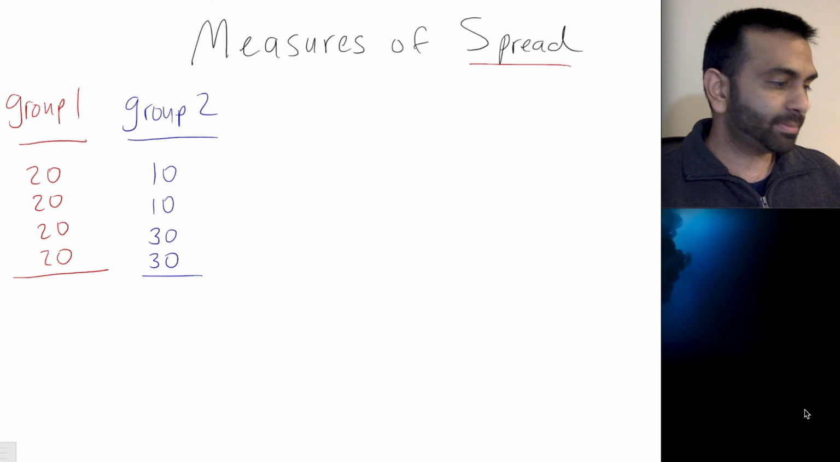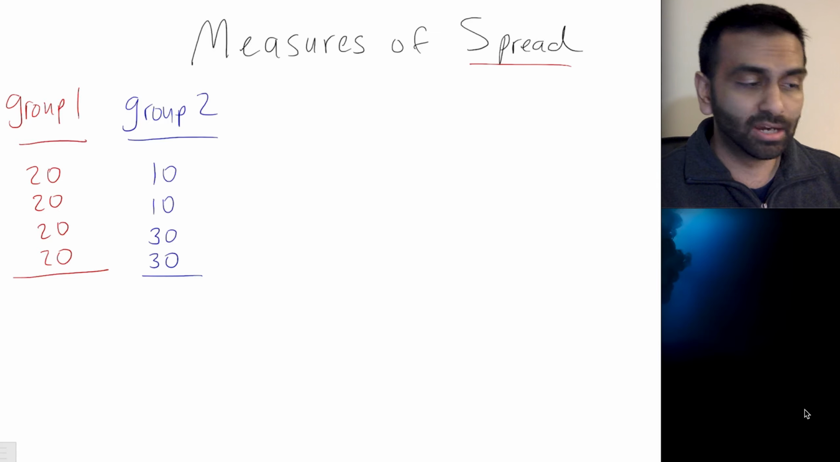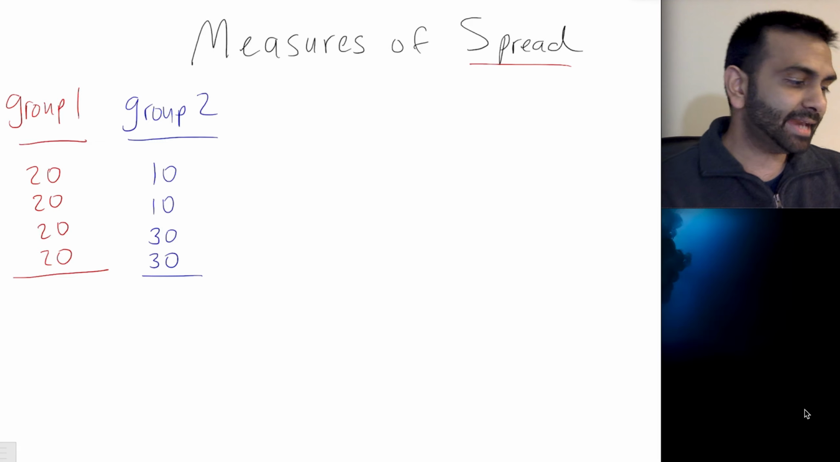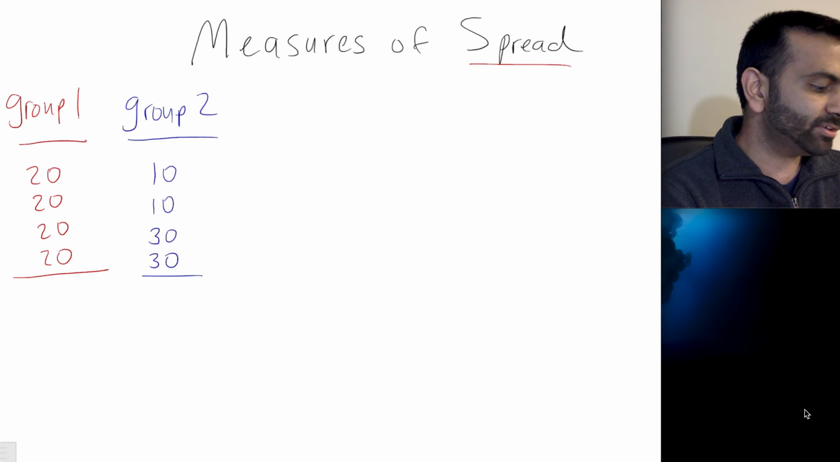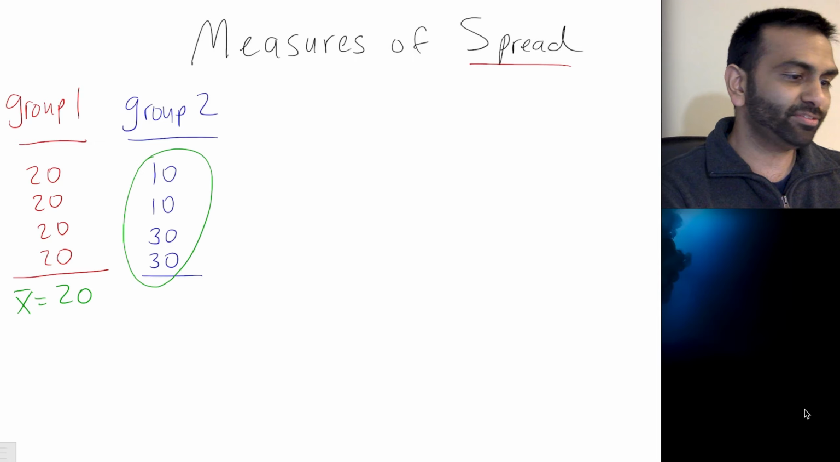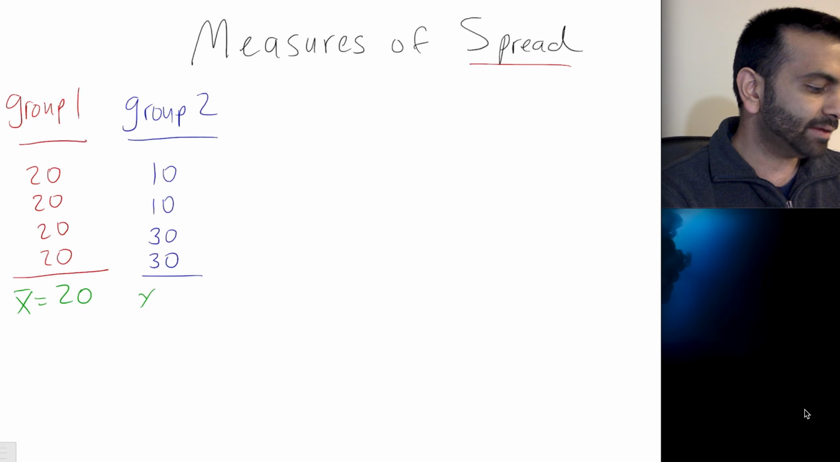For example, let's take a look at these two groups of people, and let's say these are their ages. Everyone in group 1 is 20 years old, so if you add these up and divide by 4, you get an average of 20. In group 2, these four numbers add up to 80 as well. Dividing by 4, you get 20 as well.